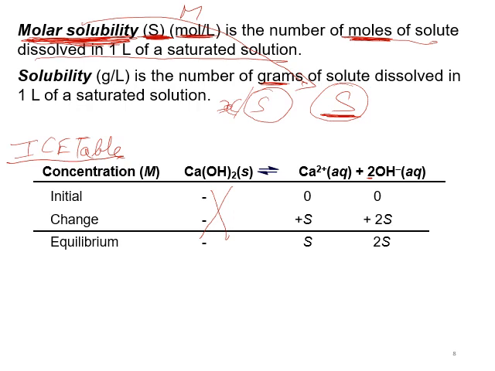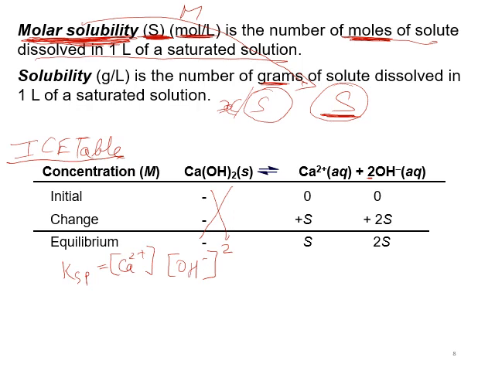So now I can write down the expression for Ksp. Ksp for this is going to be the concentration of calcium ion times the concentration of hydroxide ion squared, right? Don't forget the square, and don't forget to put this 2 right here in the 2S. That's the major mistake that most students make.